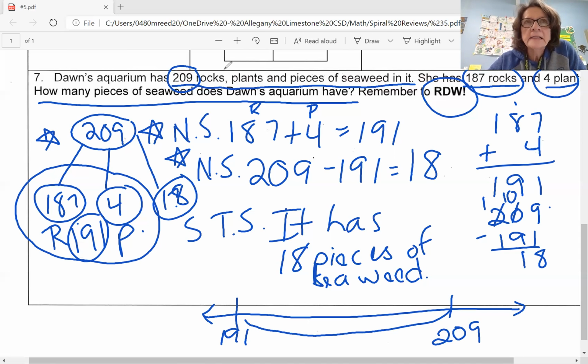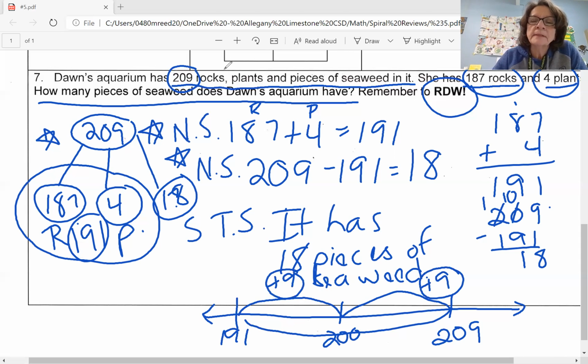If I add, let's see, about 9 to 191, what am I at? I'm at 200. Okay, I'm at 200 and I got to get to 209. I can do that in one jump because that's easy for me mentally. That's 9. So I got from 191 to 209 in 2 jumps of 9. How do I find that total distance? I add those 2 jumps. 9 plus 9 equals 18, which is exactly what I got here and here when I did the algorithm. Okay, just a strategy I like to share with students in case they want to choose that when they're solving subtraction equations.